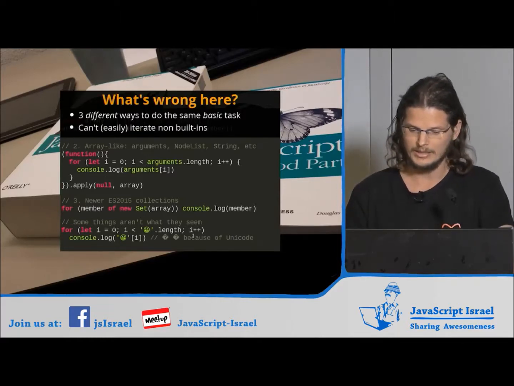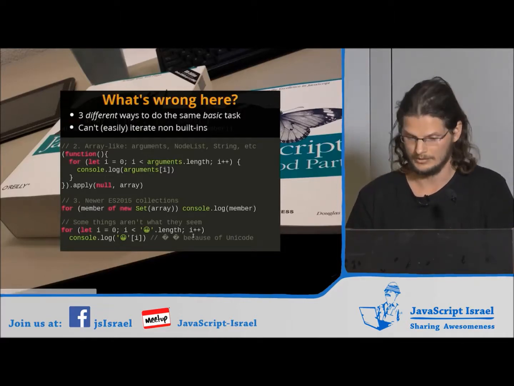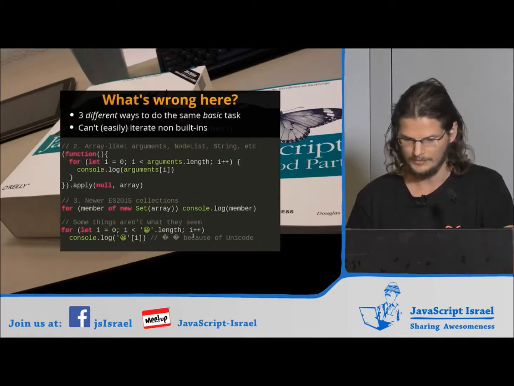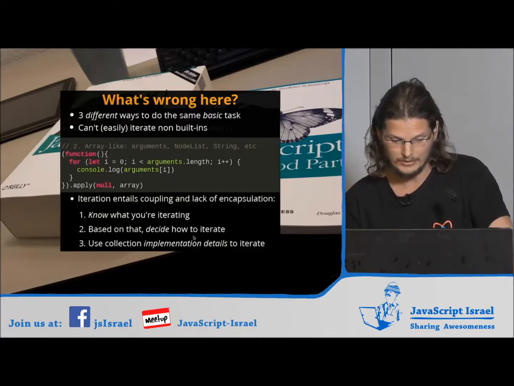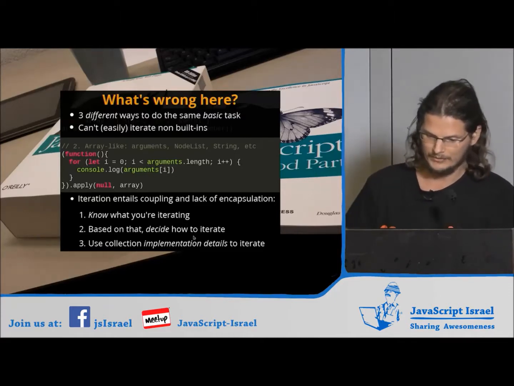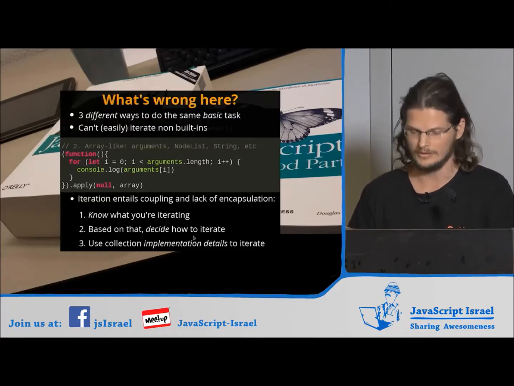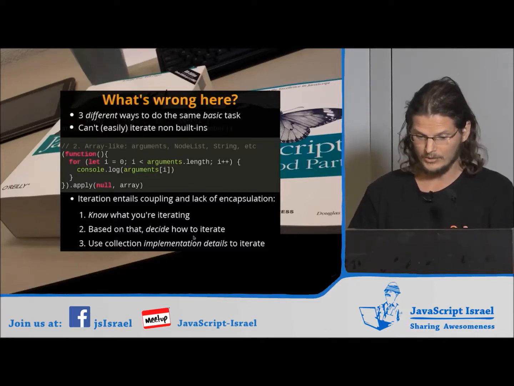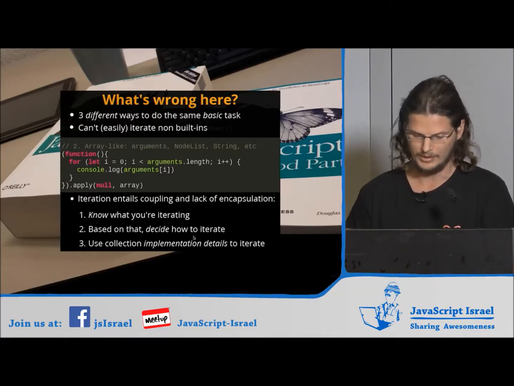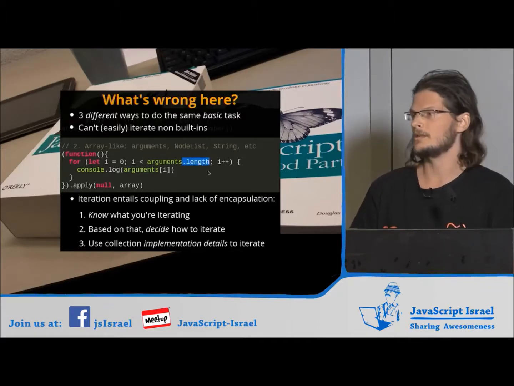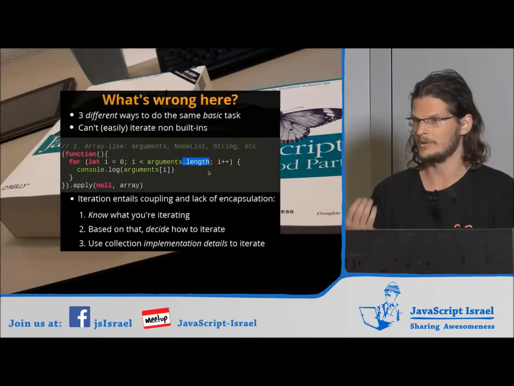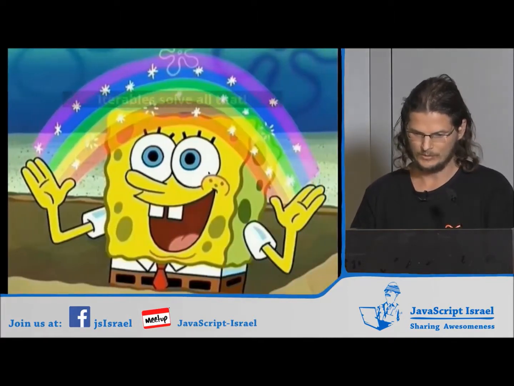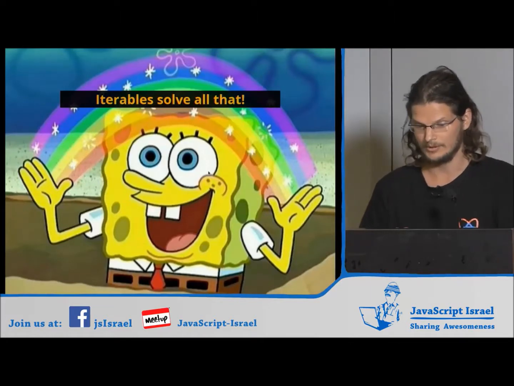I also can't easily iterate anything that's not built in, that's custom, that I've made. And the iteration entails coupling and lack of encapsulation. You need to know what you're iterating in order to decide how to iterate that. And then you actually need to use the collection's implementation details to do that. So for example, I need to know the length property just to get the members. I don't care about the length. I care about the members. So we can do better, and iterables solve all that.